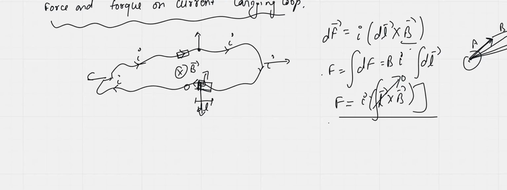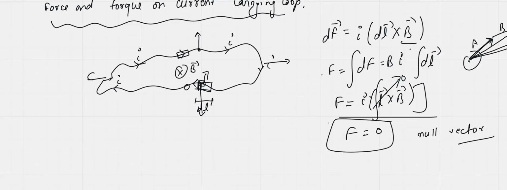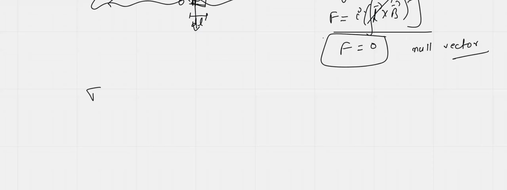So the force is zero, a null vector. Makes sense. Then what do we have to calculate next? That is torque. Torque is important. So force is zero, but not torque. How to calculate torque? Let's see.